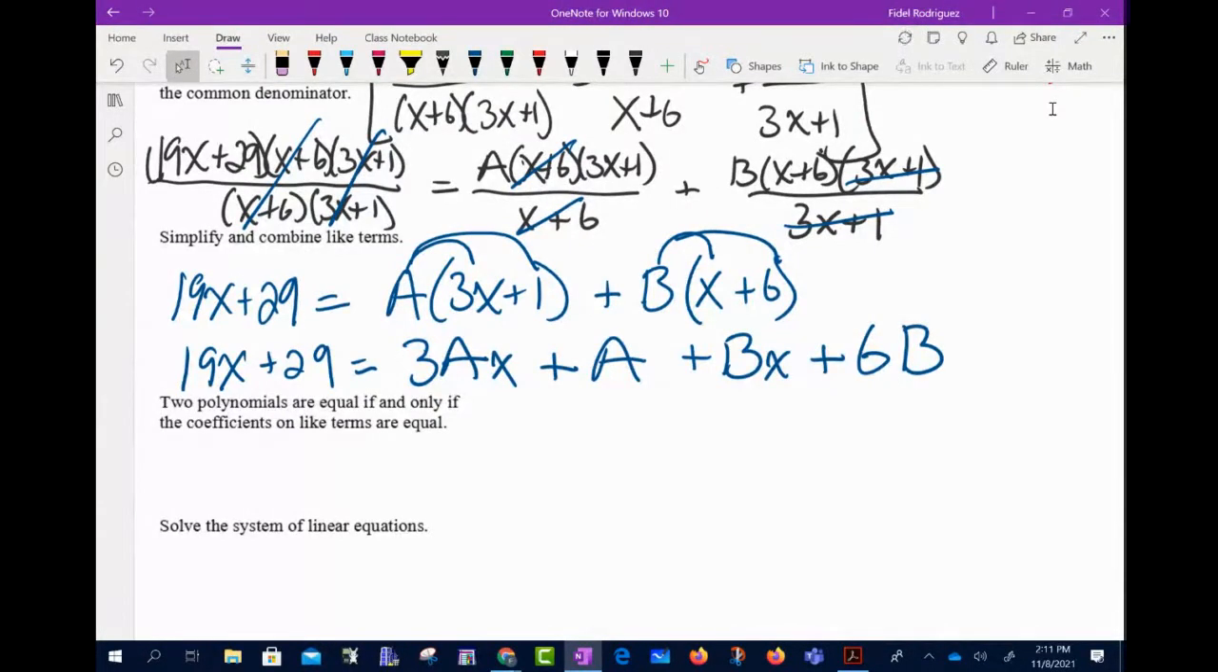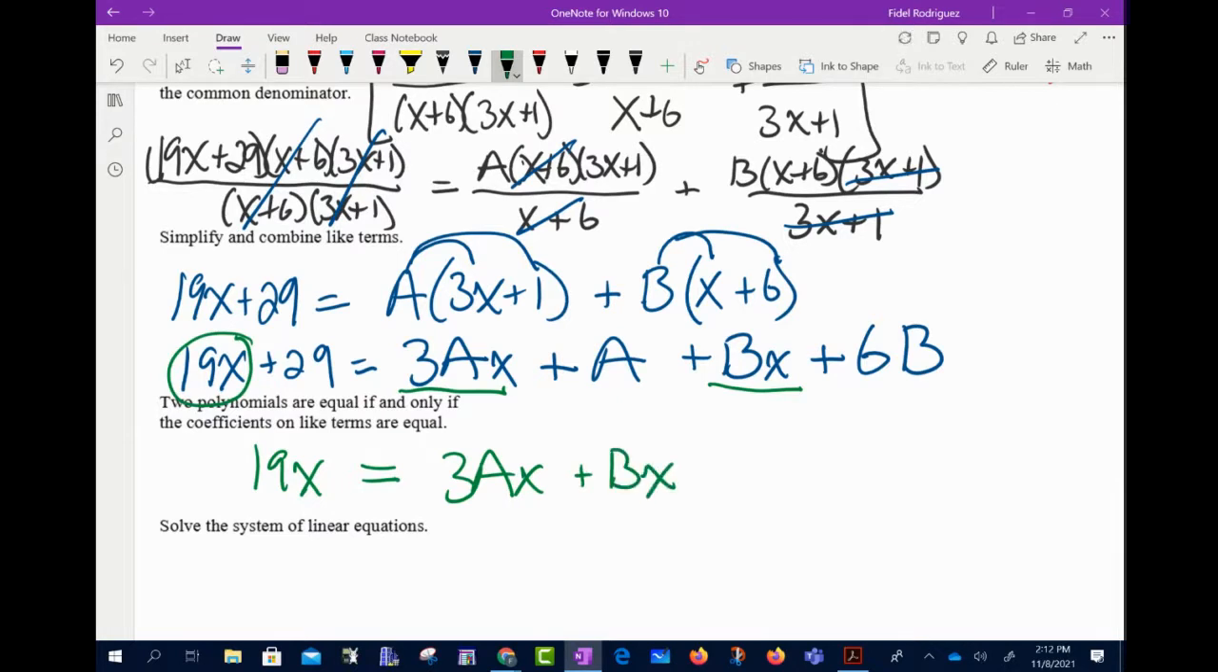Okay, so what we're going to do now, y'all, we're going to do a little stare and compare. I want you to notice something here. We have a 19x, right? So I'm going to write that here, 19x. That's going to be equal to the parts that have the x's. So what I mean by the parts that have the x's are these here. So 3ax plus bx, right? Because those are the parts that have the x's. And then this 29 is going to be equal to the parts that don't have the x's, which is just an a plus 6b.